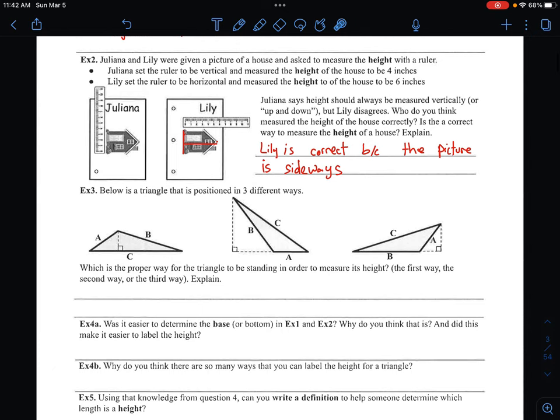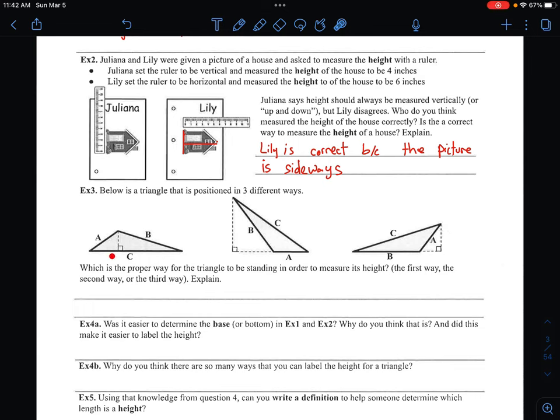So, okay. Below is a triangle that is positioned in 3 different ways. We have this triangle ABC. It's sitting like this, and this is actually the same triangle. And this is also the same triangle. It's just that the A side is over here, then over here, then over here. So they're rotating it. So which is a proper way for the triangle to be standing in order to measure its height? The first way, the second way, or the third way, and explain.